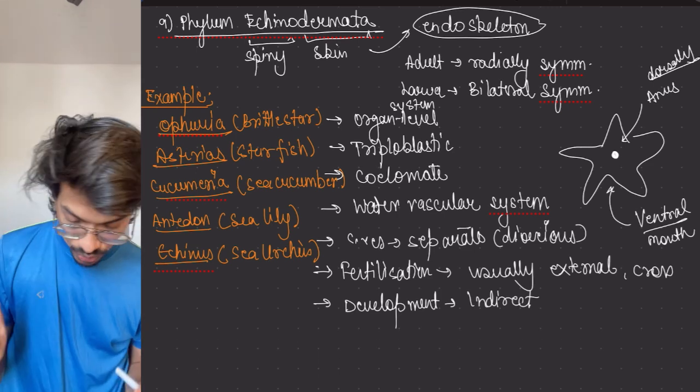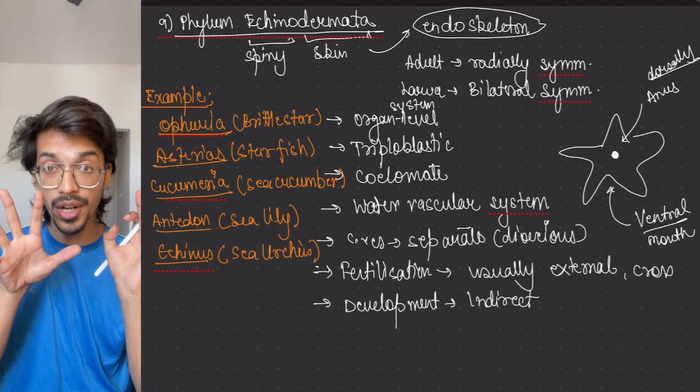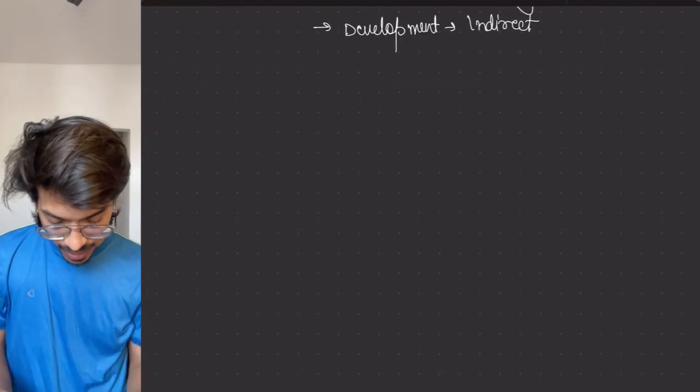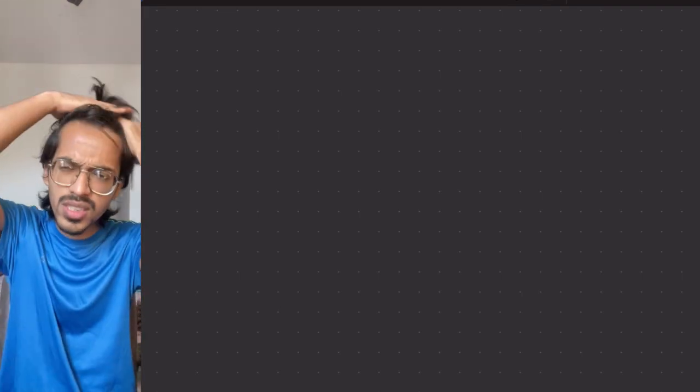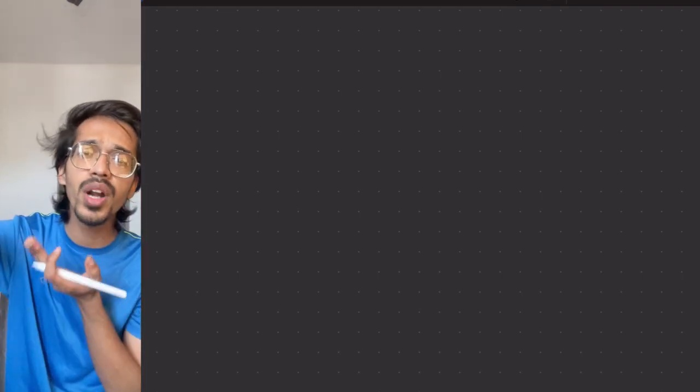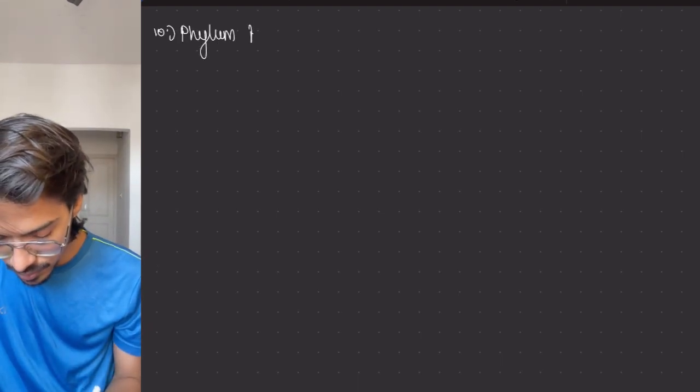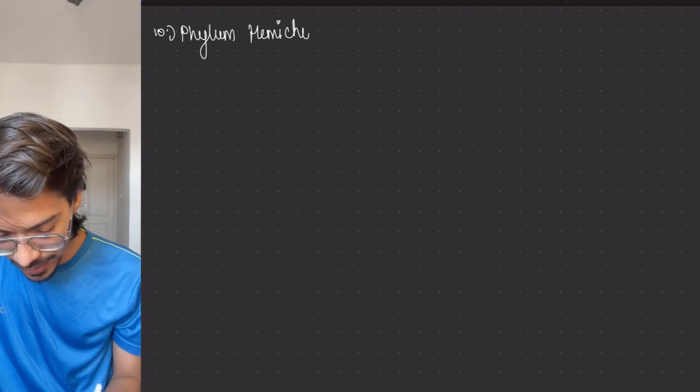Then comes the last one, that is Hemichordata in non-chordates. Earlier Hemichordata were put into the chordates, but later it has been taken out. Okay, because it has features which are meeting with what? With non-chordates also. So the last in the non-chordate is phylum Hemichordata.